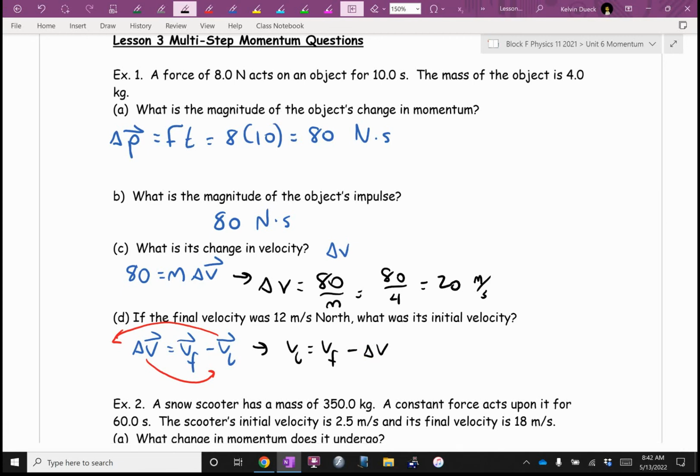Emilio, what was V final according to this question? 12. What was the change in velocity? And I get -8 meters per second. And I guess I would live with it if you said that, but how did you choose to interpret a -8 based on a final velocity of 12 north?